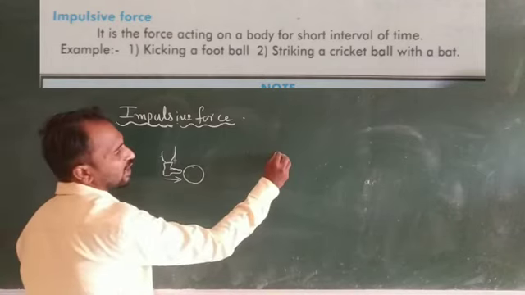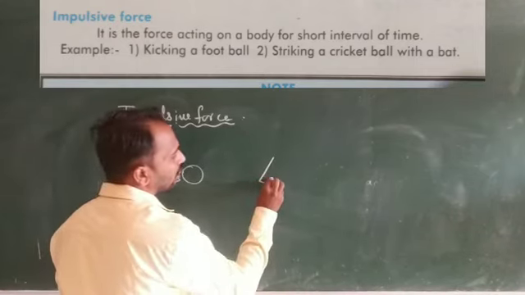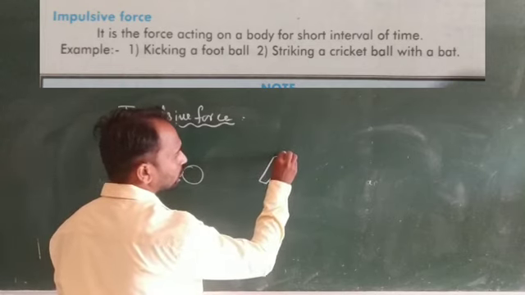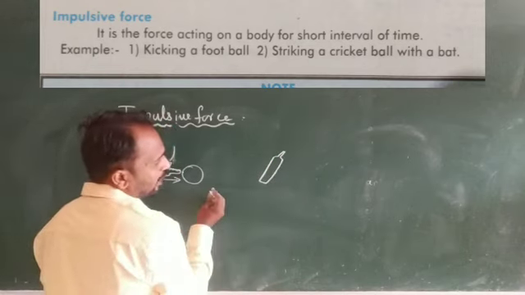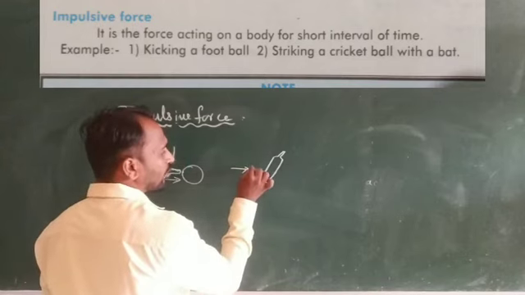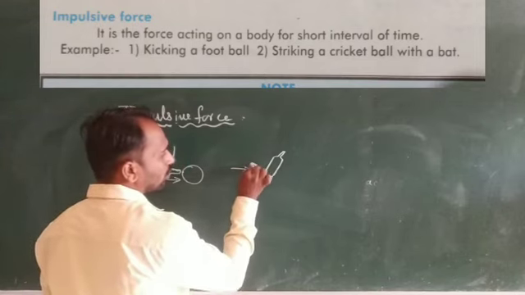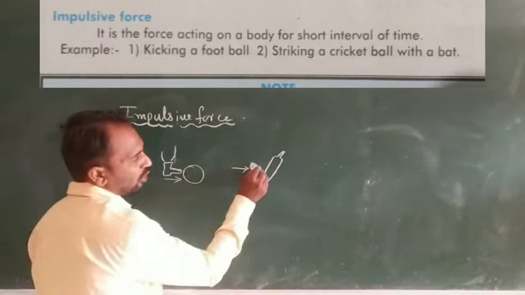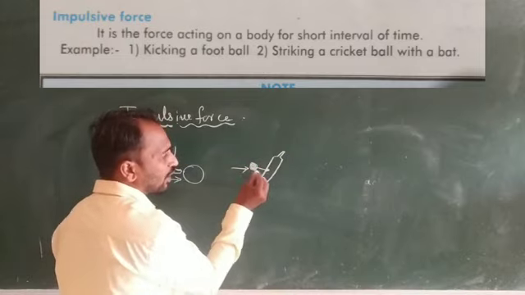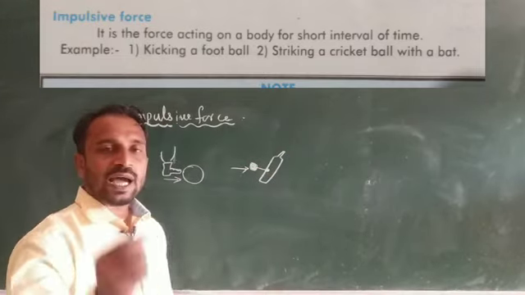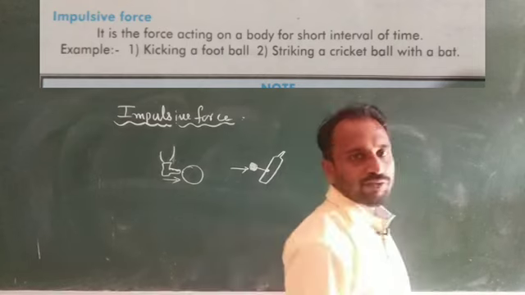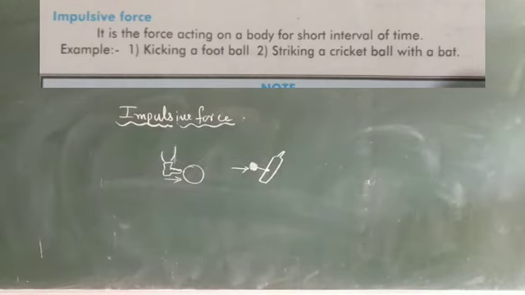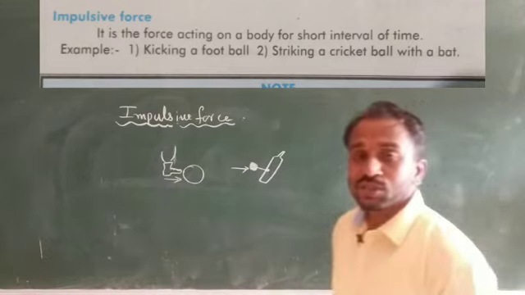Another example, here we consider a batsman striking a ball. So the ball moves with maximum velocity. So this ball strikes this bat. It means a large amount of force acts in a small interval of time. So this one we consider impulsive force, or a force acting on a body for a short interval of time. So this one is an impulsive force.